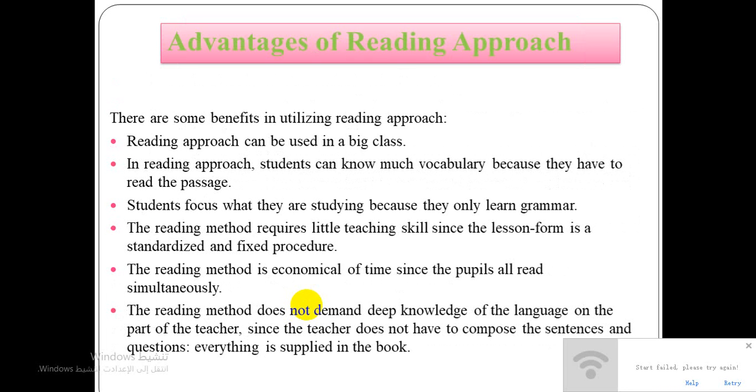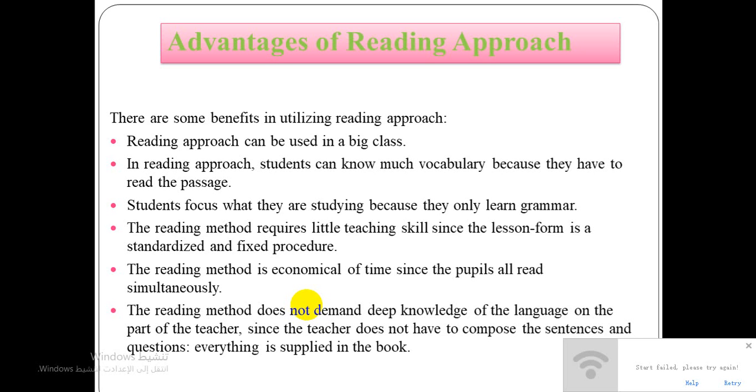The advantages of the reading approach. There are some benefits in utilizing the reading approach. The reading approach can be used in a big class. In the reading approach, students can know much vocabulary because they have to read the passage. Students focus on what they are studying because they only learn grammar. The reading method requires little teaching skill since the lesson form is a standardized and fixed procedure. The reading method is economical of time since the pupils all read simultaneously.